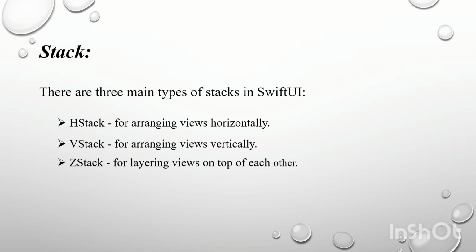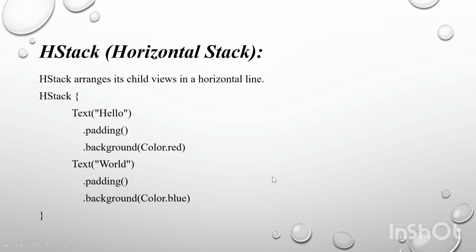Then stack view. There are three types of stack view in SwiftUI. First is the horizontal stack view, where we can arrange views horizontally. Vertical stack is for arranging views vertically. And Z stack is for overlaying two views.